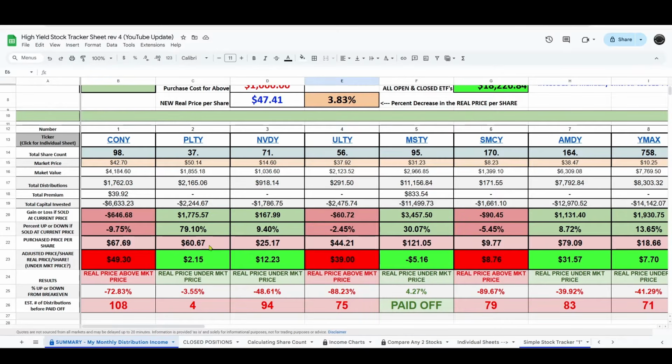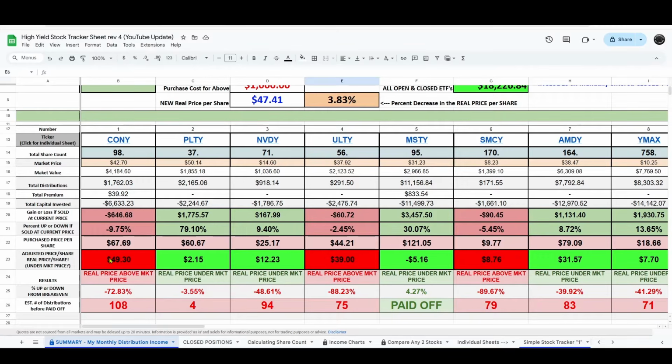If it is a green cell, like it is for PLTY, NVDY, MSTY, AMDY, YMAX, and so forth, then that means if I did purchase more shares of that particular ETF, it will raise that real price per share. And that's not how I play these high yield ETFs for the most part.